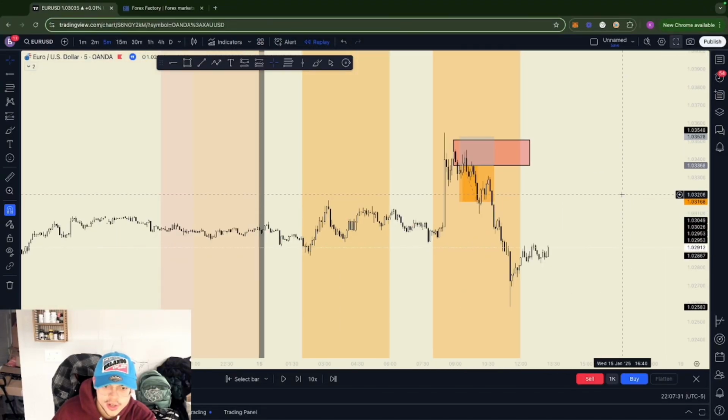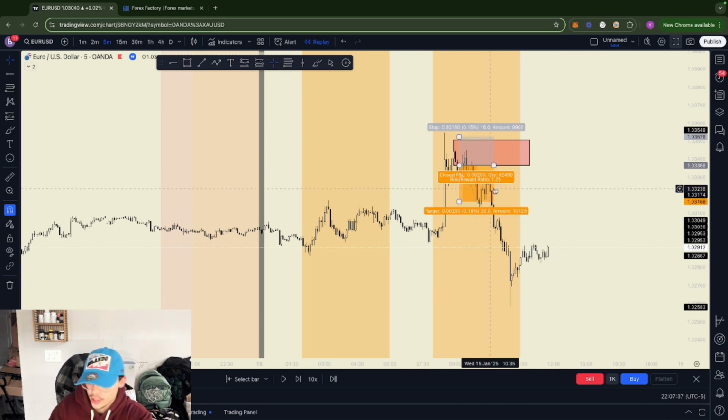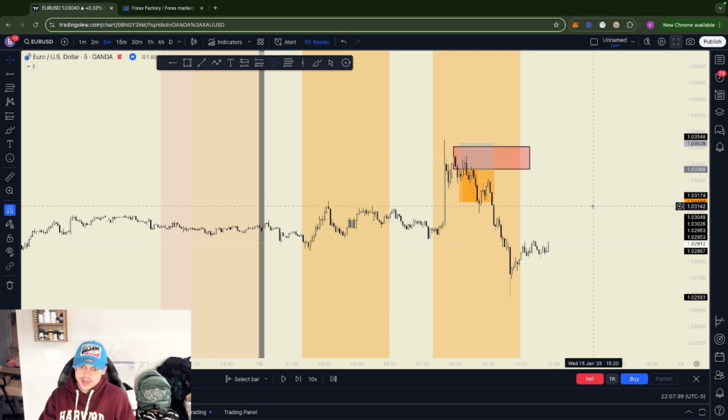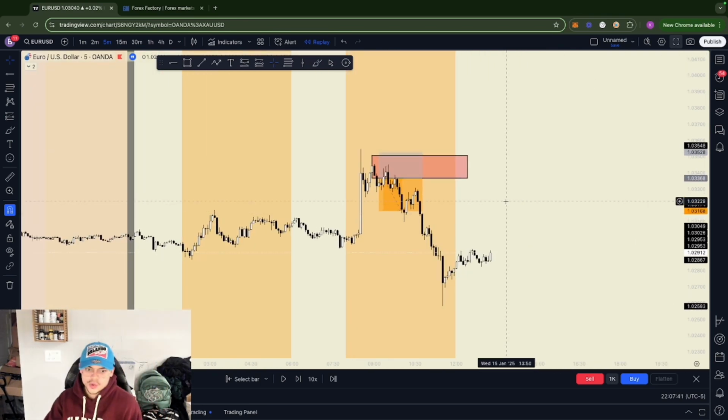Gonna go ahead and straight up break down the charts, exactly what happened today, and exactly my thought process behind this trade right here that I took on CPI data. Let's go ahead and get it started.